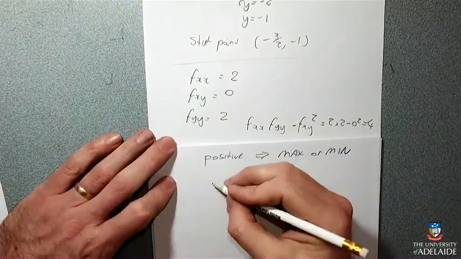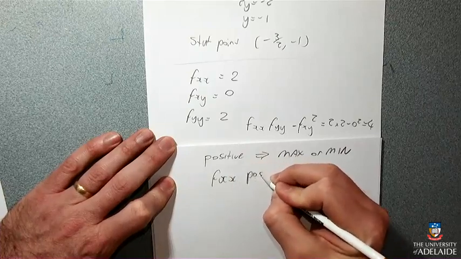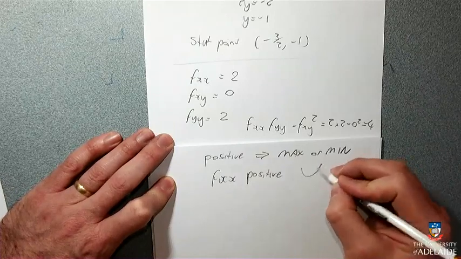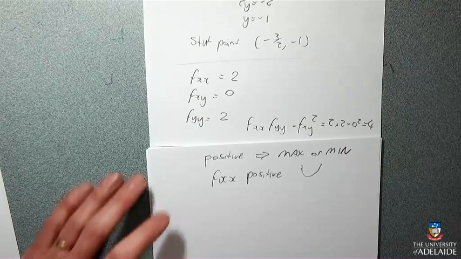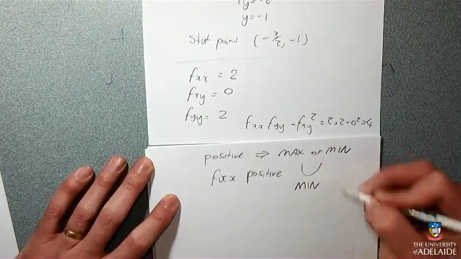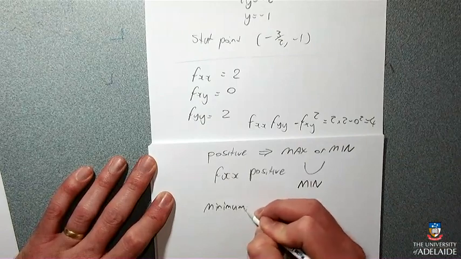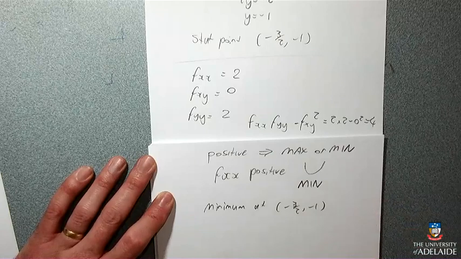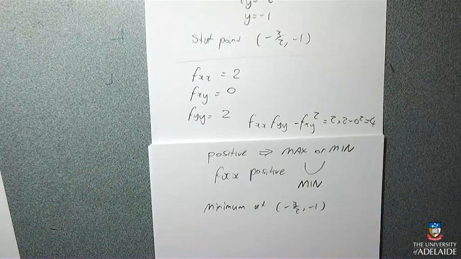And so we have f_xx is positive, which means it's upwardly curving, because that's what the second derivative does, it tells you how it curves, and so therefore it is a minimum. So there is a minimum at minus 3 on 2, negative 1. So this function has a minimum at minus 3 on 2, negative 1, and it doesn't have a maximum.